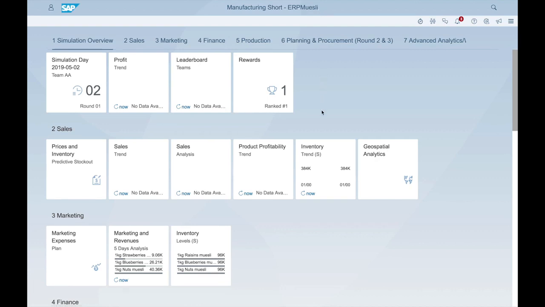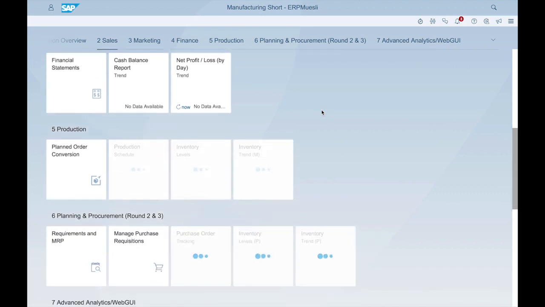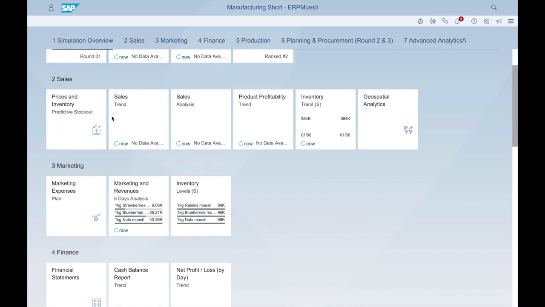SAP Fiori is SAP's newest intuitive role-based user interface. For this demo, I will present the sales role, one of 5 main cast members in the SAP S/4HANA manufacturing scenario. The person responsible for sales has a combination of SAP Fiori applications at their disposal, a central app to change prices, and several other supporting apps which are embedded with rich analytics to help support decision-making.